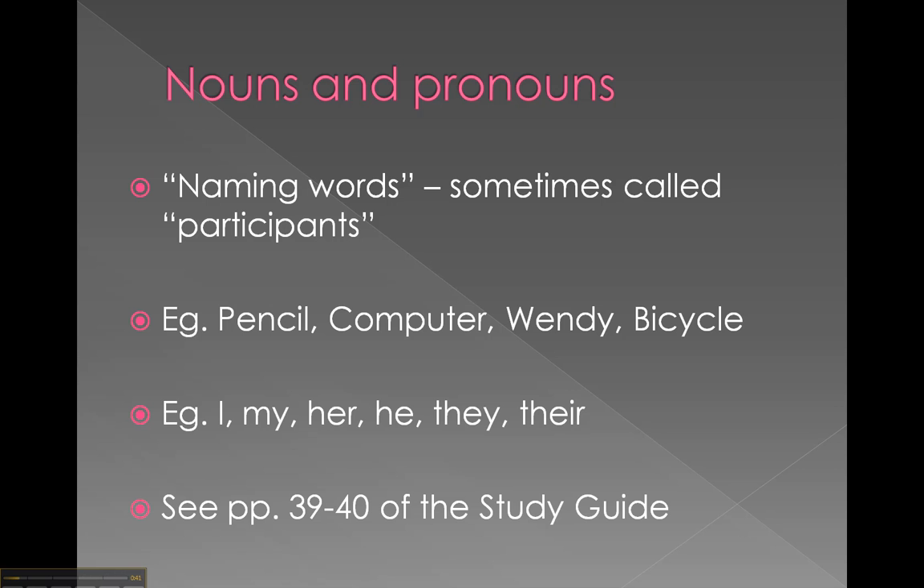So both of these are naming words. Sometimes in the fancy world of grammar they're called participants instead of nouns and pronouns. We're very happy if you just use nouns and pronouns. And I've got some examples there. So some nouns: pencil, computer, Wendy, bicycle, all the names of things. They name things. And here we have some examples of pronouns: I, my, her, he, they and their. And there's a bigger list of pronouns on page 39 and 40 of the study guide.